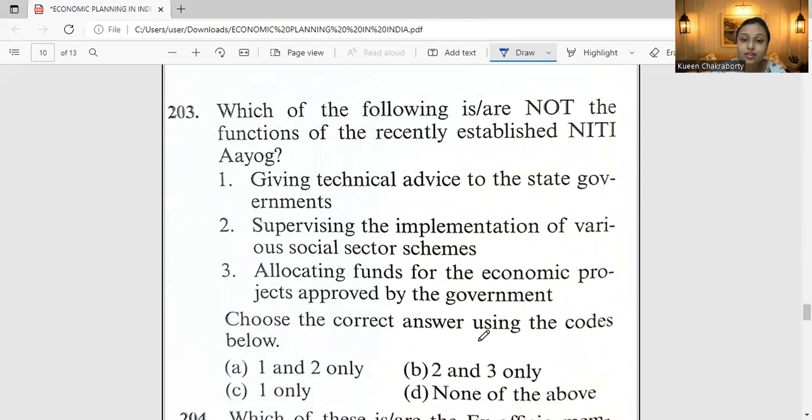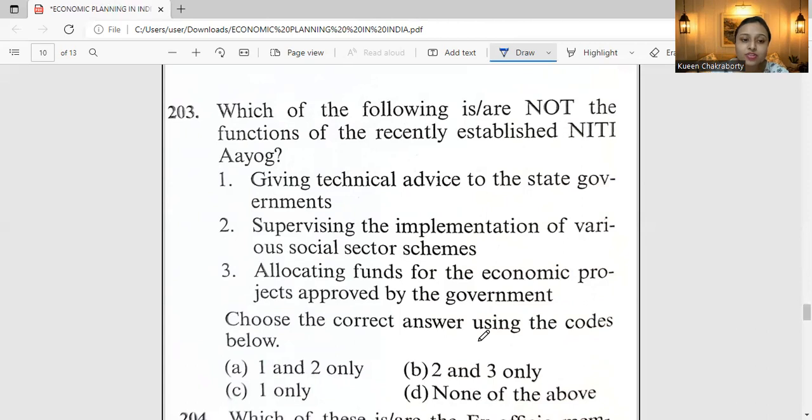Next, moving on to the next question, 203. Which of the following is or are not the functions of the recently established NITI Aayog? Giving technical advice to the state governments, supervising the implementation of various social sector schemes, allocating funds for the economic projects approved by the government. 1 and 2, 2 and 3, only 1, or none of the above, which will be the correct option?